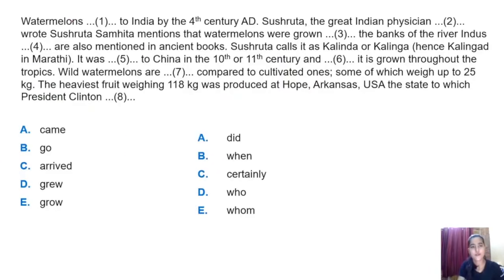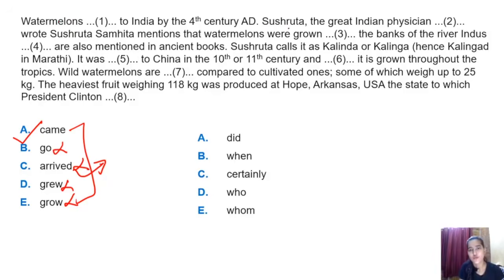Okay, now let's see this. Watermelons dash to India by the 4th century AD. Now, watermelons go, obviously not. See, this is in cloze test also. Whatever the options are given to you, try to place them in the gap, and then just see whether it's making sense or not. Is it sounding relevant or not? That's what you have to do. So watermelon arrived, obviously watermelon is not a train or a person that has arrived. Grew, no. Grow, no. It should be came. Came would make sense if we place it here. So watermelons came to India by the 4th century AD.